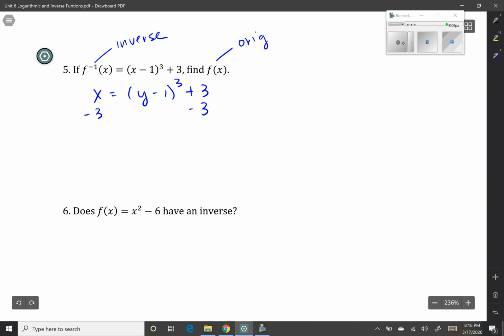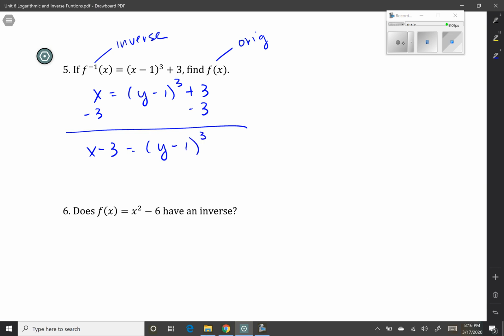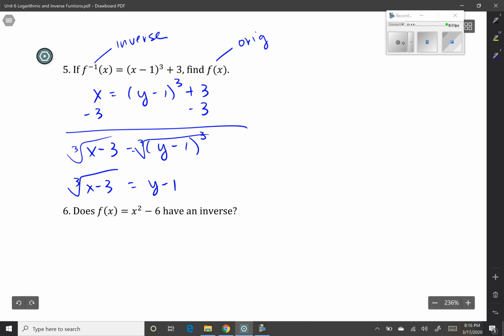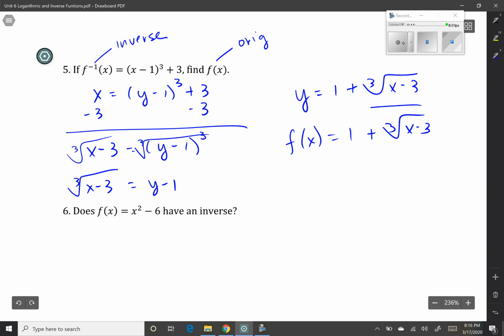We then would subtract 3. So we'd have x minus 3 is equal to y minus 1 to the 3rd power. We then can take the cube root of both sides, because when I cube root something cubed, it cancels. And then we can move the 1 to the other side. So then we'd be able to say y is equal to 1 plus the cube root of x minus 3. If you put the 1 in the back, it's not wrong. I like just putting it in the front. And then since we know that this is the inverse of an inverse, it's the original function, we get our answer here, and we are good to go.